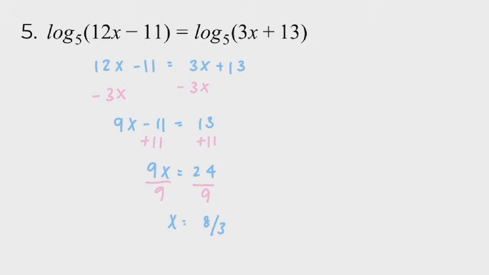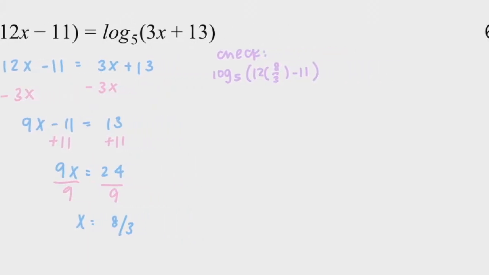So now, since this is a log problem, we have to go back and check. We have log base 5 of 12 times 8 over 3 minus 11 equals log base 5 of 3 times 8 over 3 plus 13. So that'll equal 48 minus 11, 8 plus 13.